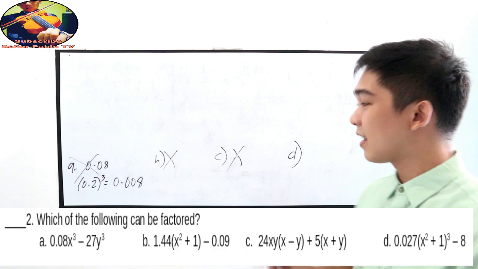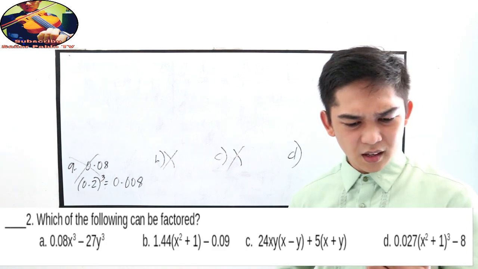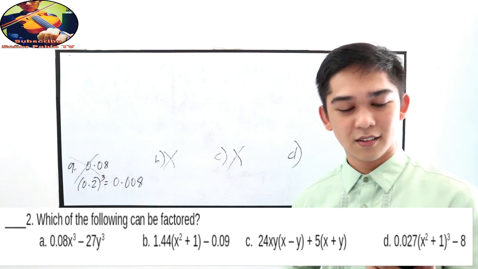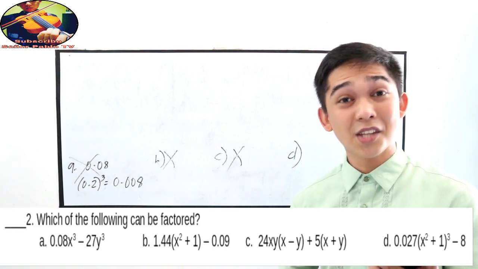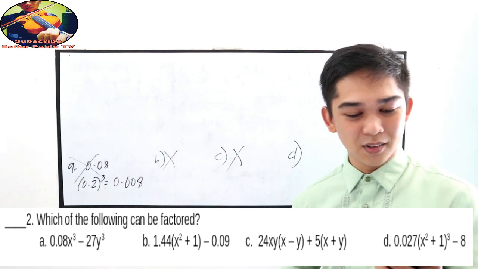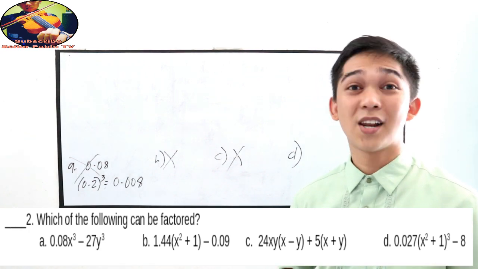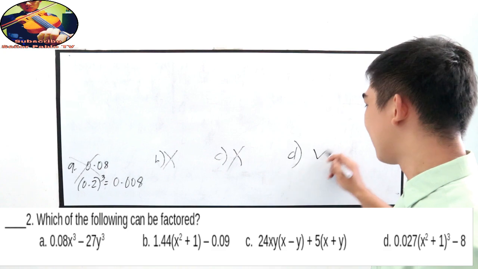Letter D, natitira, difference of two cubes. 0.027 is a perfect cube. 8 is a perfect cube. So letter D, tama siya.